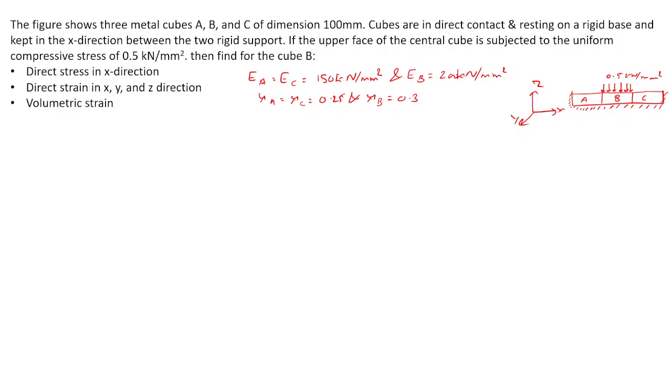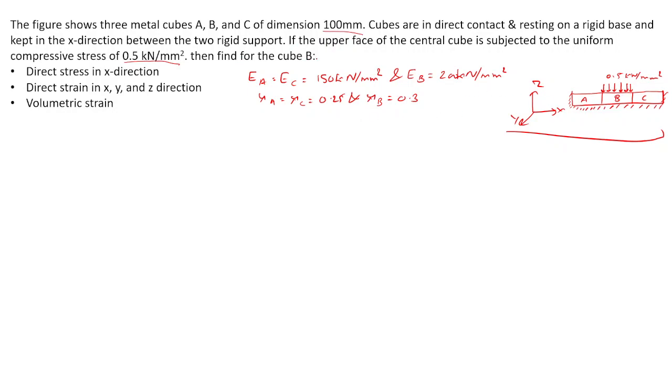Okay, then we'll start. So here the figure is this way, one minute. Figure is this, okay? So just keep in mind. The figure shows three metal cubes A, B, C of dimension 100 mm. All three are the same. Cubes are in direct contact and resting on the rigid base, kept in the x direction. The upper face of the central cube is subjected to uniform compressive stress of 0.5 kilonewton per mm square. Okay, so this has been given.